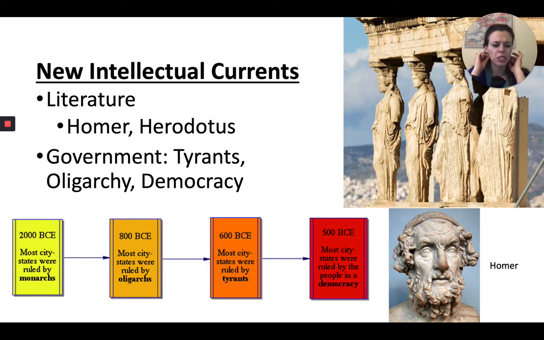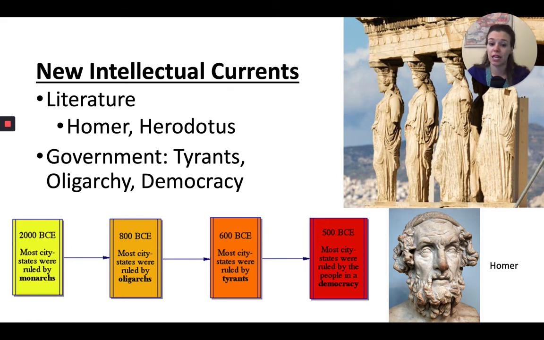These monarchs are going to lose favor, right? So monarchs are really in more of the Mycenaean period. Then you're going to have the emergence of tyrants. So these tyrants are going to be like dictators, right? Monarchs who aren't listening to people very well. Then you're also going to have oligarchs. Oligarchs are a group of people, like a small council of people who are in charge.